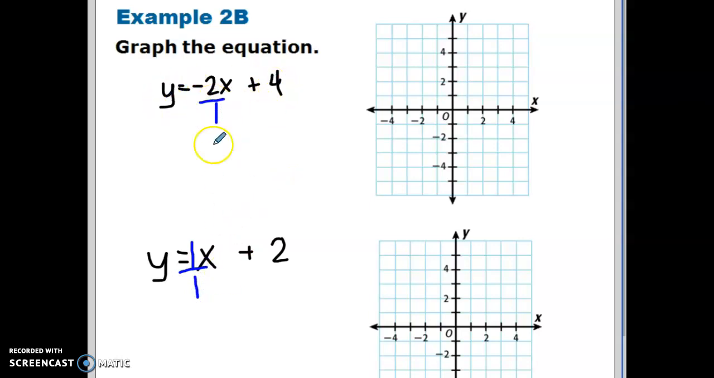So you guys try to graph these two and pause the video because I'm going to show how to do it in a second. Okay? So try to graph those. I'm going to go into it. So you should have put a dot at positive 4.